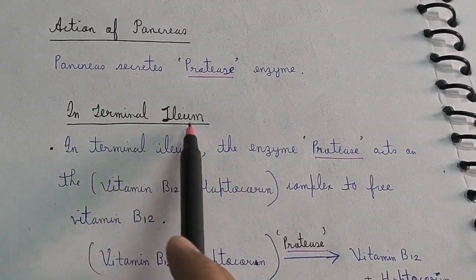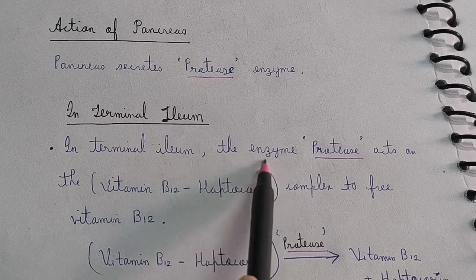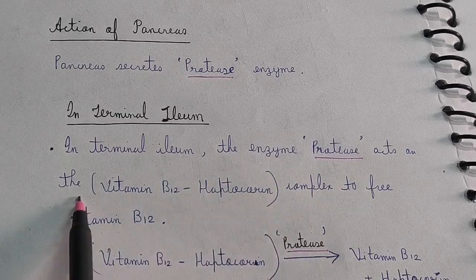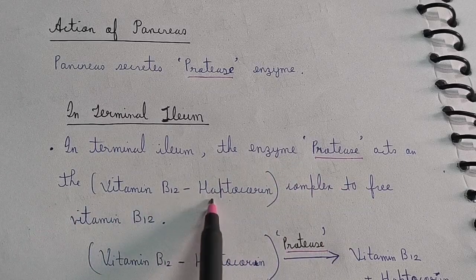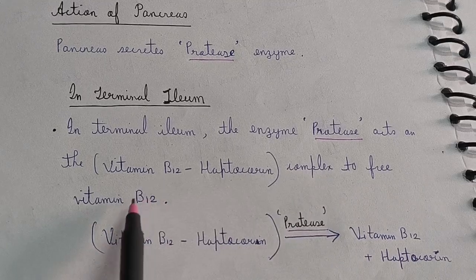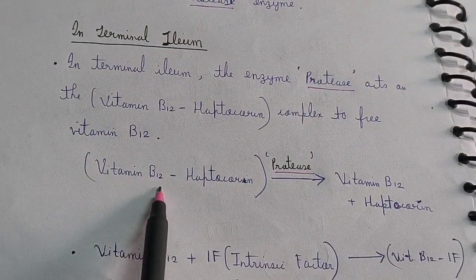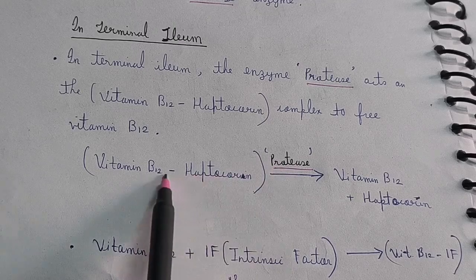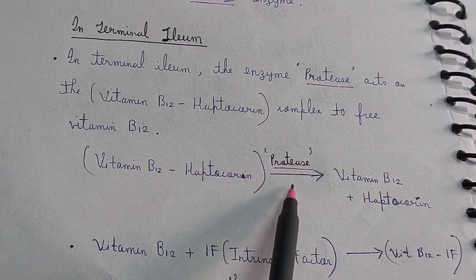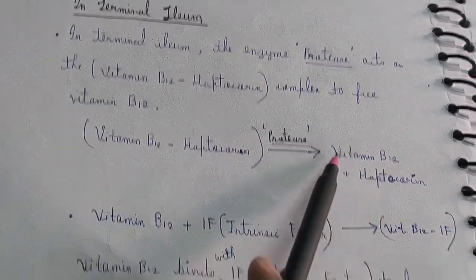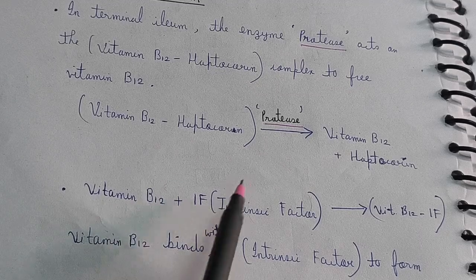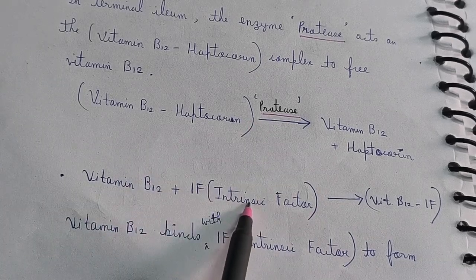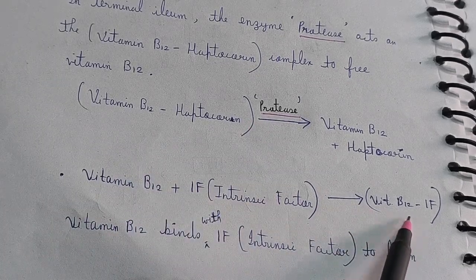In the terminal ileum, the enzyme protease acts on the complex of vitamin B12 and haptocorrin to free vitamin B12. So the vitamin B12 and haptocorrin protein are separated by the protease enzyme. Now this vitamin B12 binds to the intrinsic factor to form vitamin B12 intrinsic factor.